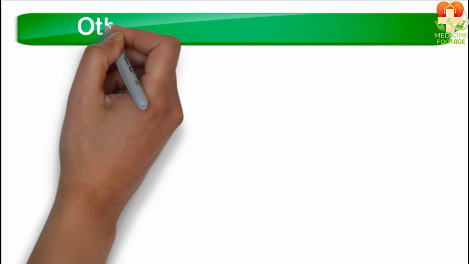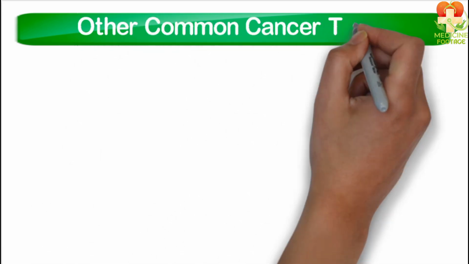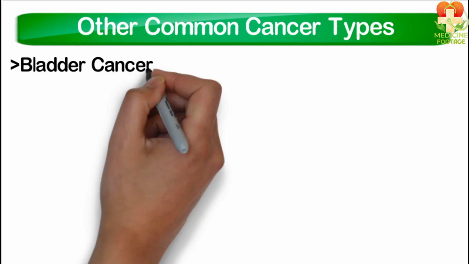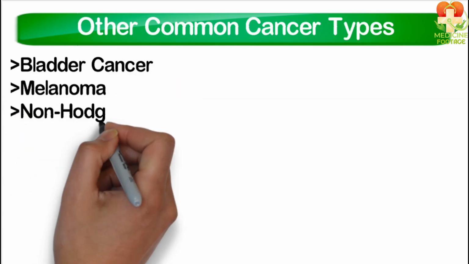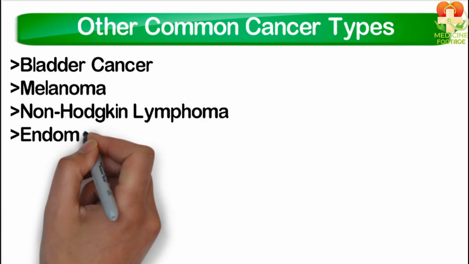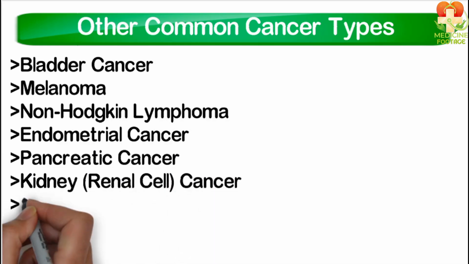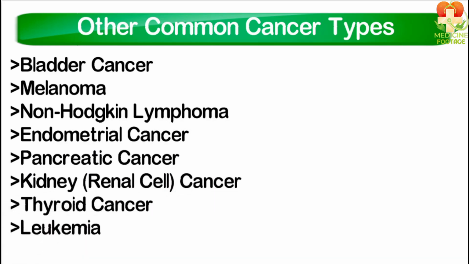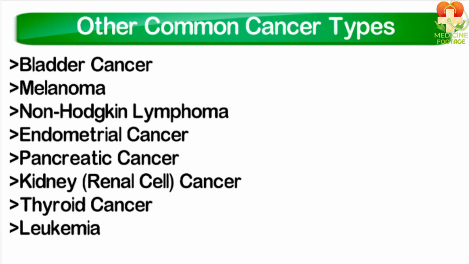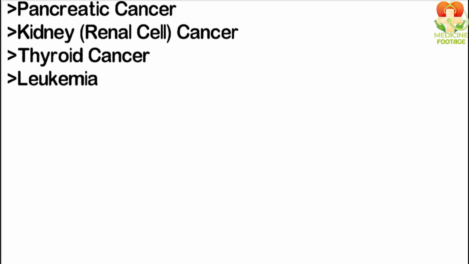Apart from these, there are many other types of cancer, like bladder cancer, melanoma, non-Hodgkin lymphoma, endometrial cancer, pancreatic cancer, kidney cancer, thyroid cancer, leukemia. So, this way, there are many other types of cancer which are actually common.